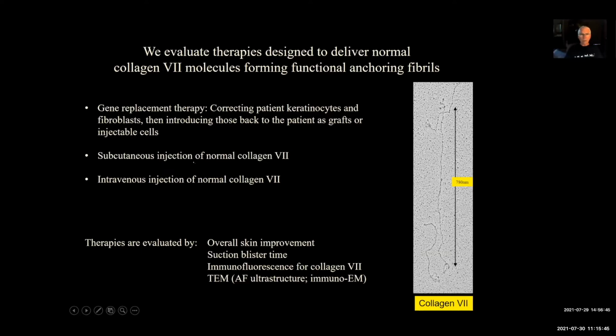And then a more systemic treatment would be to intravenously inject normal collagen 7 into the circulatory system so that type 7 collagen would then travel to not only the skin, but the esophagus, the cornea, other tissues which are also affected in severe RDEB. Our portion of the evaluation is typically the transmission electron microscopy.